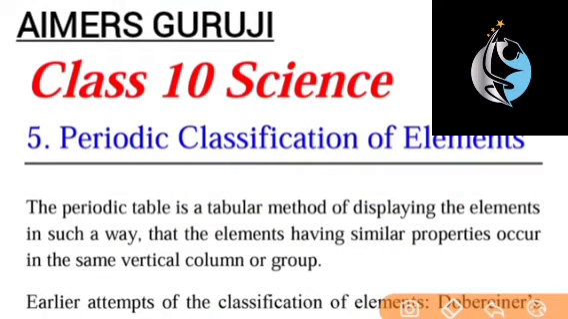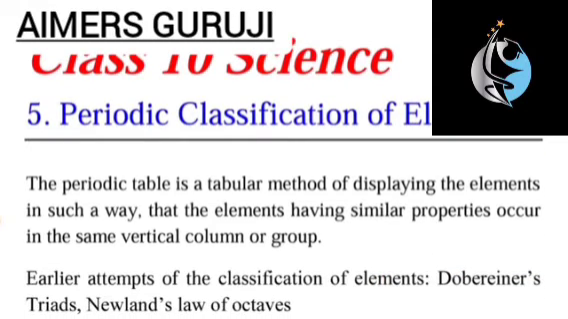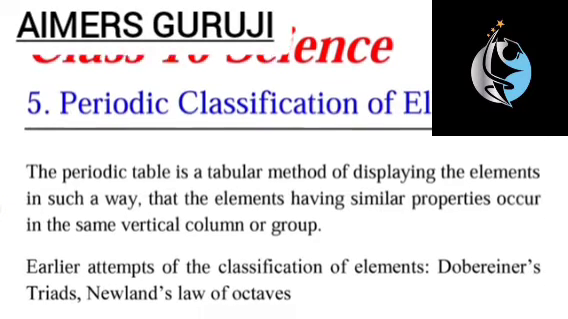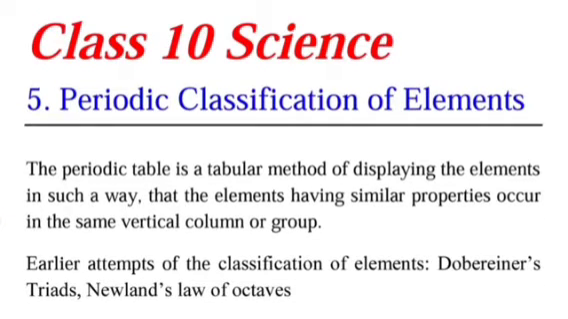Today we are discussing chapter number 5, and chapter number 5 is periodic classification of elements. Basically it is all about our elements and atoms. Firstly, we will discuss the periodic table.